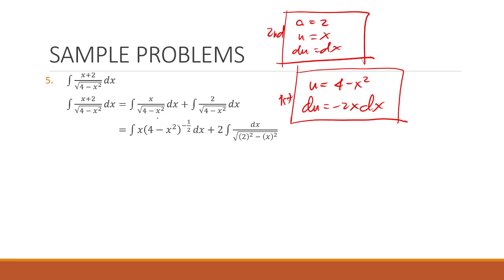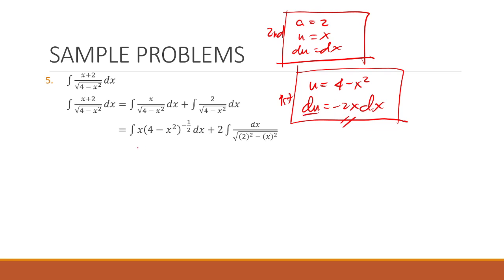Okay? So, again, first term, ayan, naka-rewrite lang ang square root of 4 minus x squared as a fractional exponent. Okay, and then, of course, it's in the denominator initially, so if we transfer this to the numerator, it becomes a negative exponent. Okay, ayan. So, again, if we apply u sub for the first term, this is what we will follow. Okay, then we have to have negative 2x dx as the du.